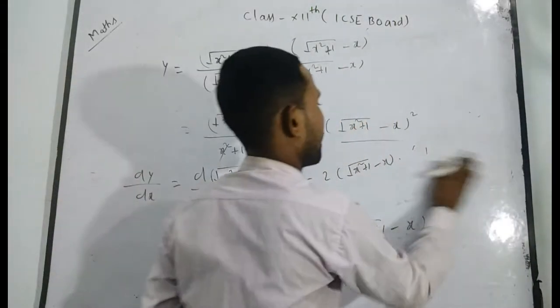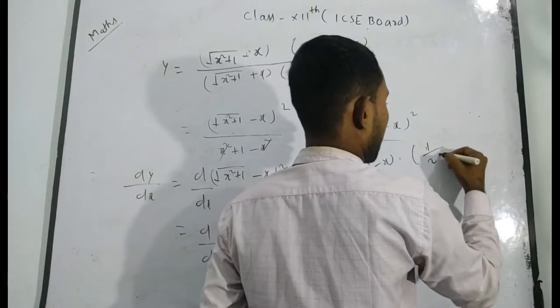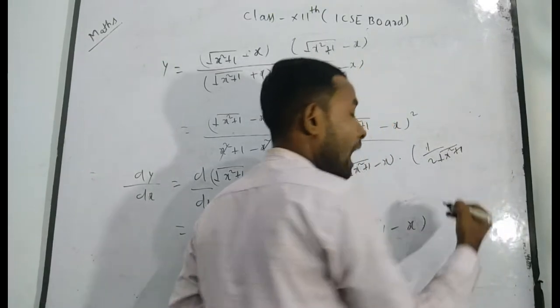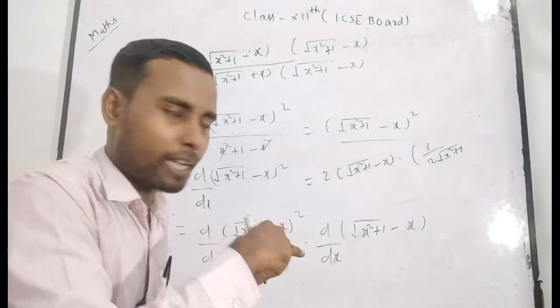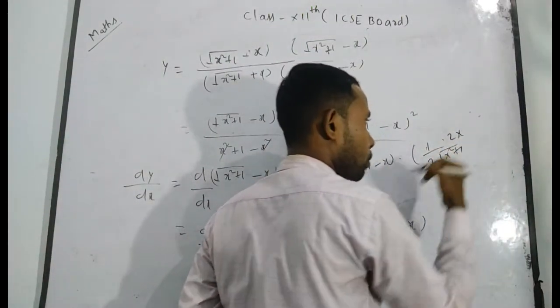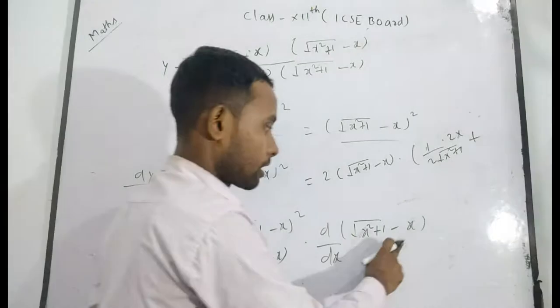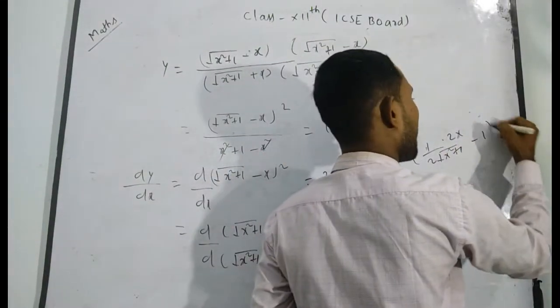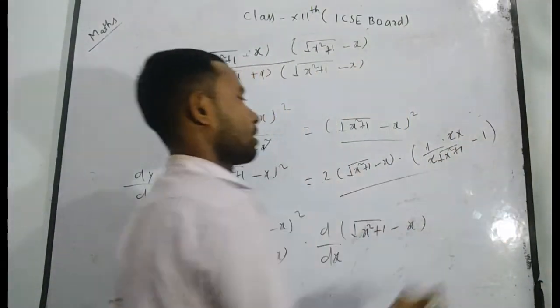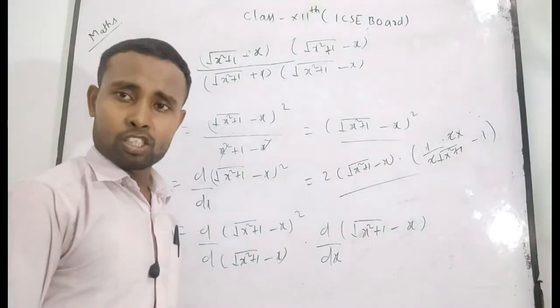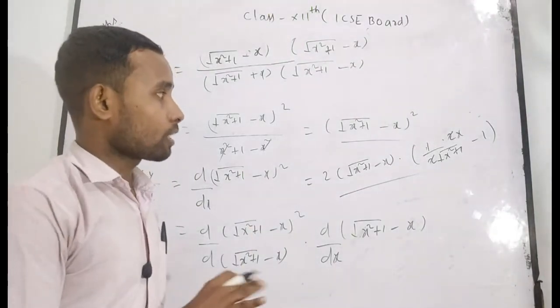Sorry, 1 upon 2 root under x square plus 1. Now again you have to differentiate x square plus 1 with respect to x. It will be 2x, plus, sorry, minus the derivative of x with respect to x, which will be minus 1. The 2 cancels. Now this is very easy for you. You can solve this problem in this way. I think you understand very well.